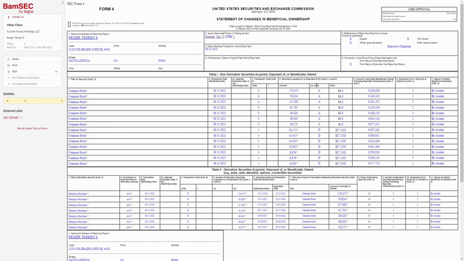And you can see here that he acquired hundreds of thousands of shares at $4.80 just to dump them at $27. So he took all his shares and sold it on the open market at $27. And so let's see what happened to the stock price after August 11th.